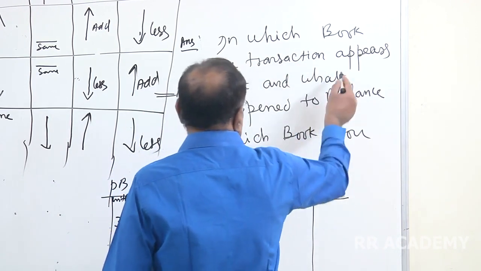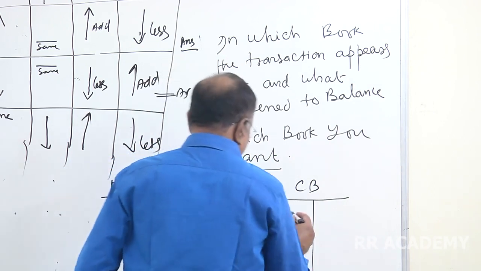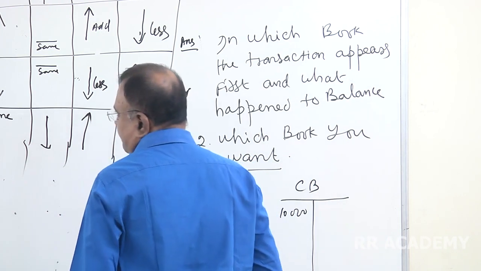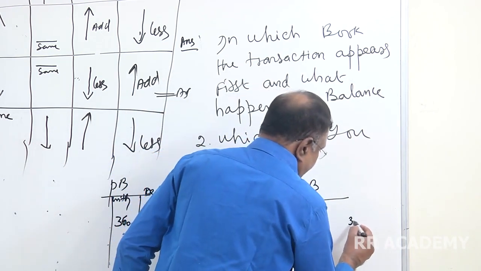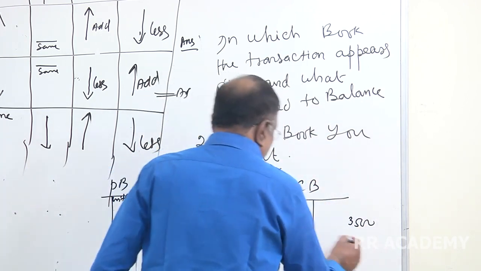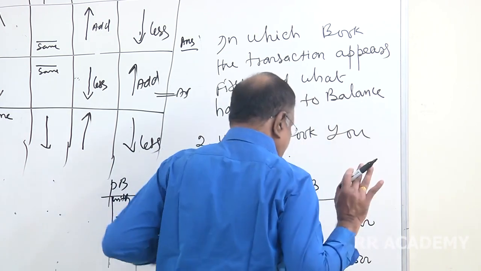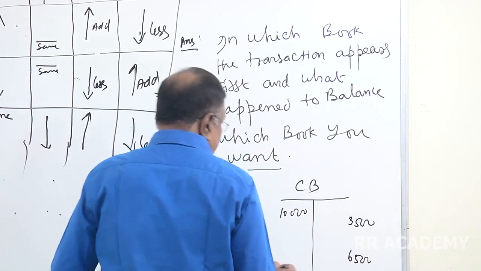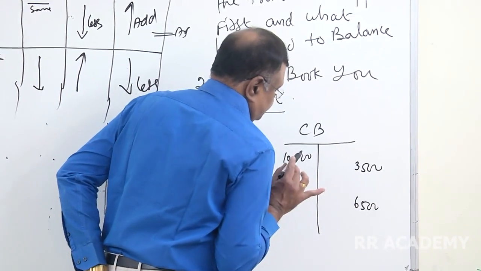Now cash book. Which book appears first? Cash book. Check 3,500 withdrawn from bank. Say for example, friends, 10,000 rupees is there. Now, how much is withdrawn? 3,500 withdrawn. Now, what will be the balance? 6,500. This is normal. But it was written as 5,300.